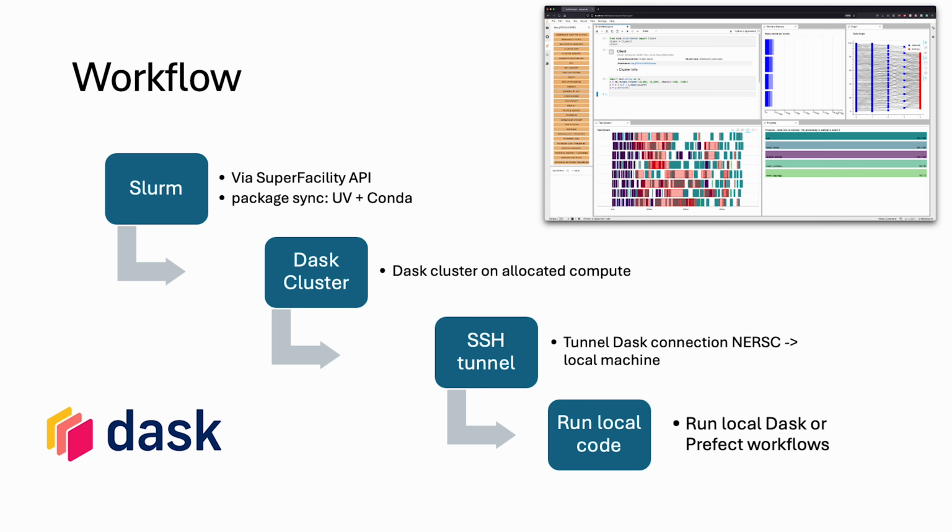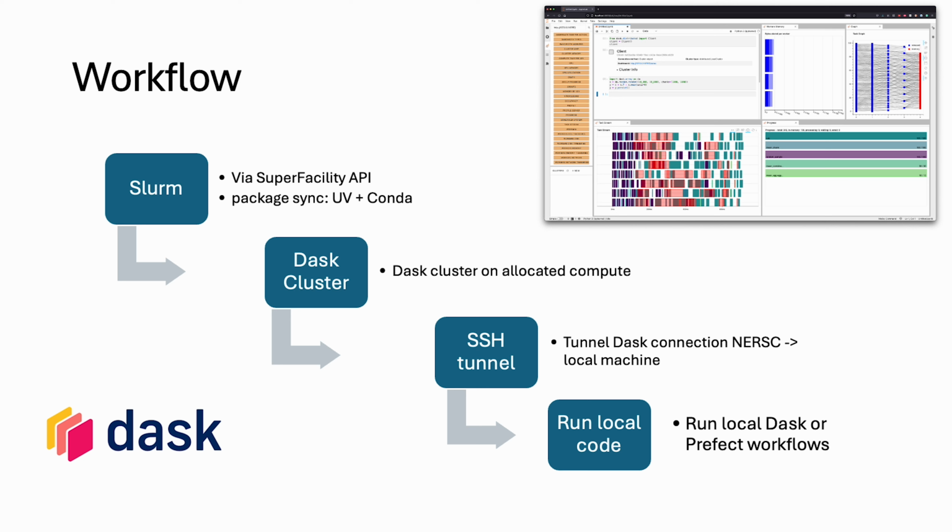How does this workflow work? Well, first off, I use Slurm via the SuperFacility API. That's just the API that lets me access commands at NERSC, like job submit, upload file, read file. First thing Slurm does, it syncs the local Python packages that I have on my machine to a Conda environment at NERSC. It uses a tool called UV, a Rust-based Python package installer, to sync everything.